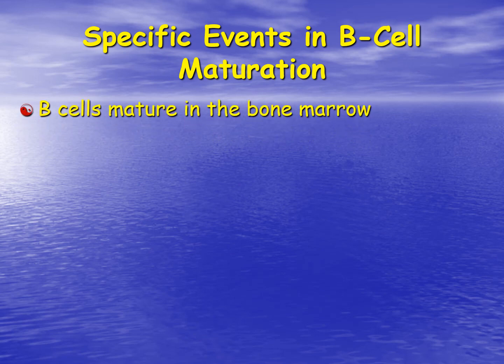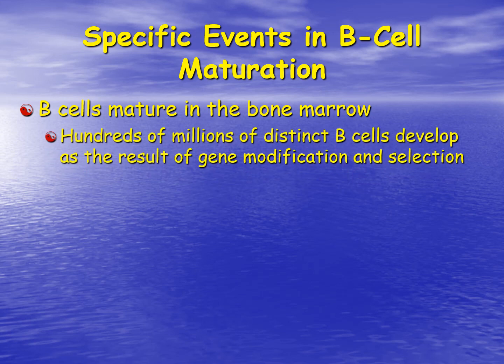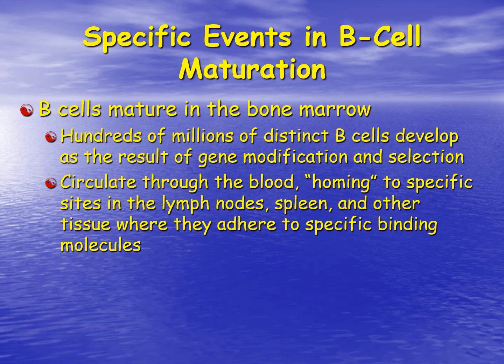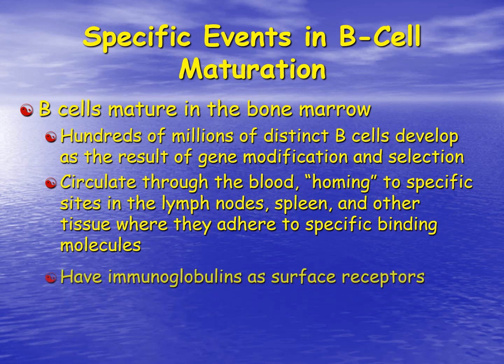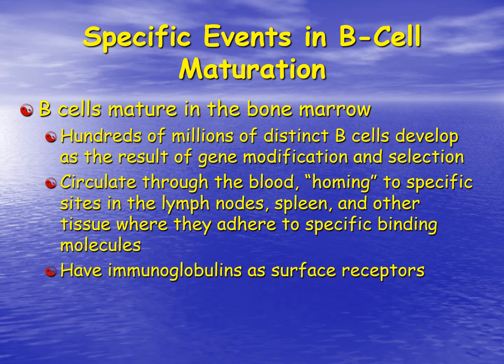B cells are made in the bone marrow, and they mature in the bone marrow as well. Hundreds of millions of distinct B cells develop as the result of gene modification and selection. They circulate through the blood, homing to specific sites in the secondary lymphoid tissue. This is why we find more T cells than B cells in circulation: the B cells tend to take residence in these secondary lymphoid tissues or other areas. They have immunoglobulins, or antibodies, the class D antibodies to be specific, as their surface receptors.